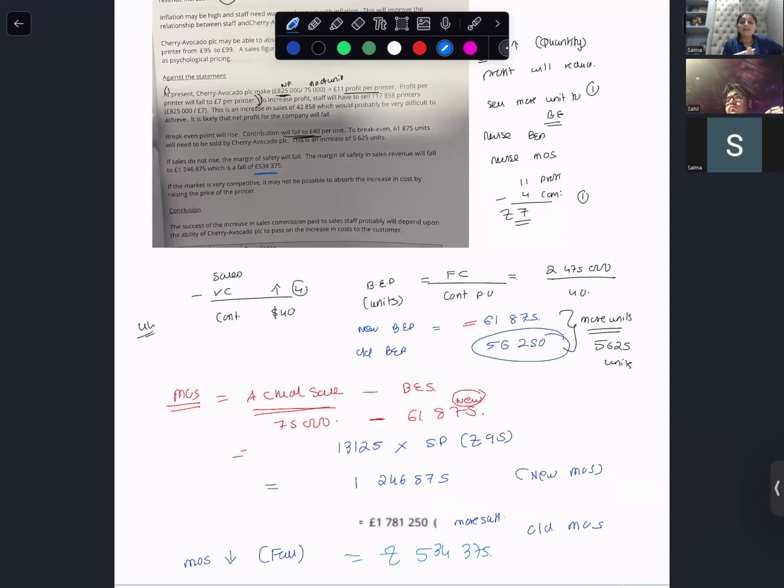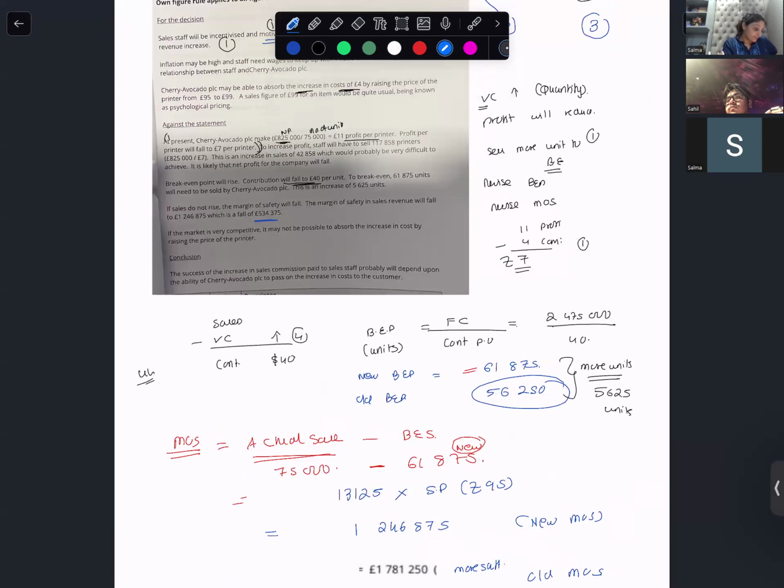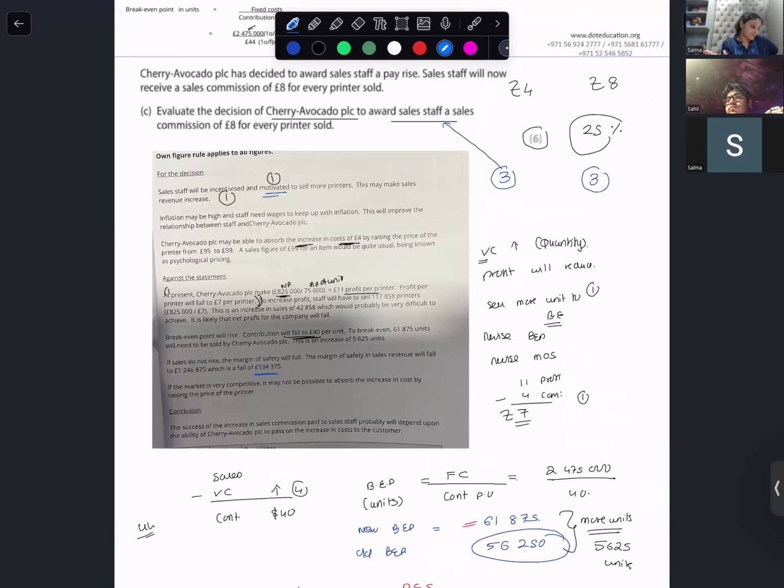In this competitive market, it is very difficult to achieve this figure. It is not possible that you absorb the increase of $4 of variable cost. So, what do you think? Whether you should increase the sales commission or not? The conclusion would be not to increase.